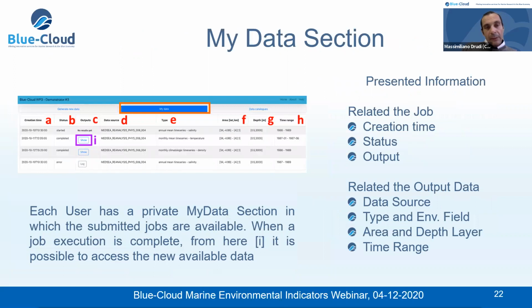So now we can take a look at the My Data section, in which a user can check the list of all the submitted jobs, and for each job check the information related to the output data and the information related to the job. The information related to the output data is the same that has been used to create the job, and then there will be the creation time, status, and at the end also the output. And clicking on output, next slide please.